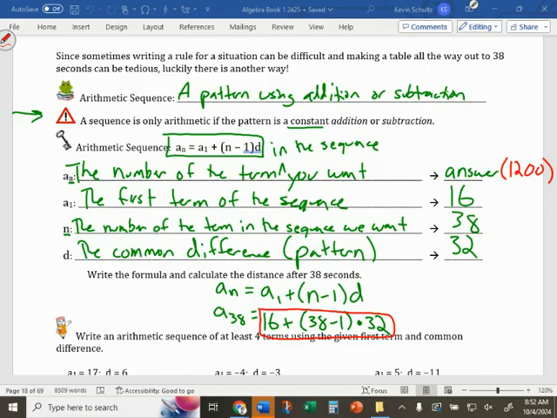1212? Okay, check it again. Make sure you type it exactly. 1200? 1200. Okay? I got 1264. Check that you plugged it in correctly.